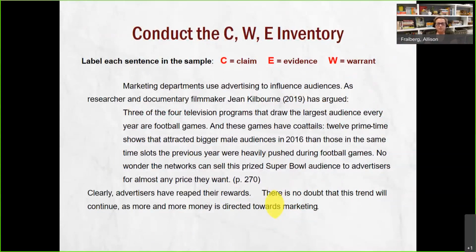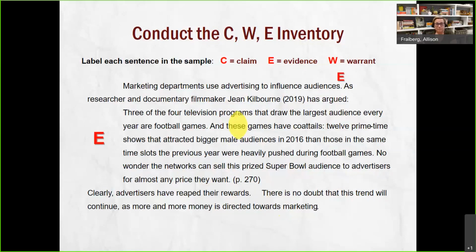As researcher and documentary filmmaker Gene Kilborn has argued, blah, blah, blah. Okay, it doesn't matter in terms of this inventory what Kilburn says here, because as soon as you're referencing a source, it's a big E. Now, what you need to do is explain that source. That's going to be a warrant, right? A warrant is simply explaining your evidence.